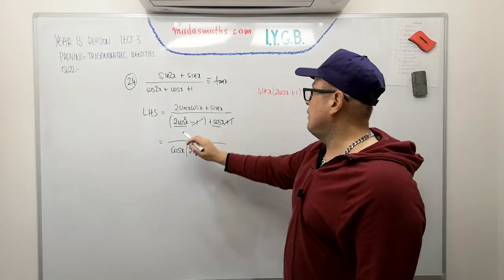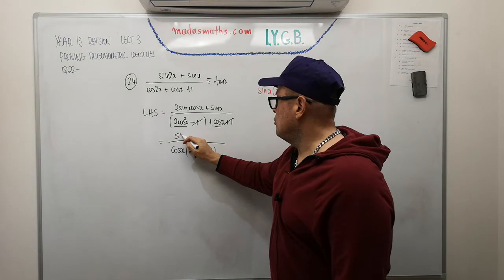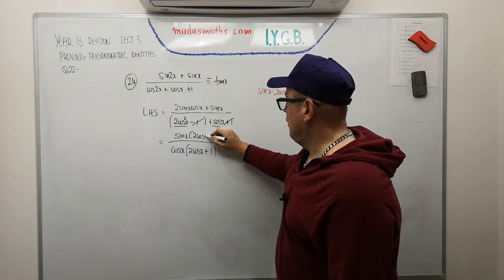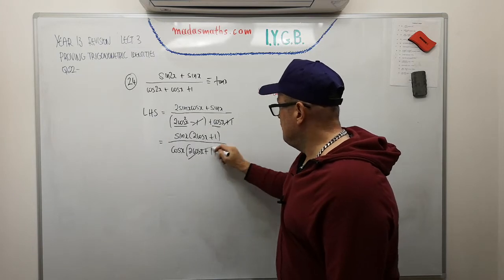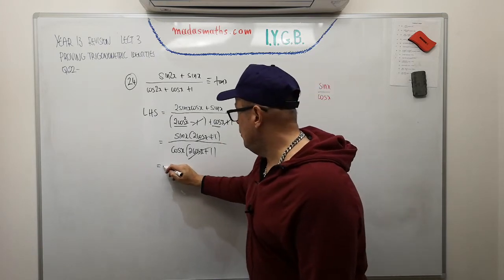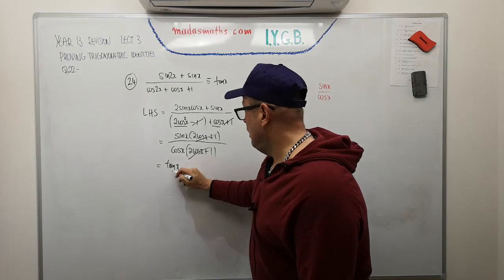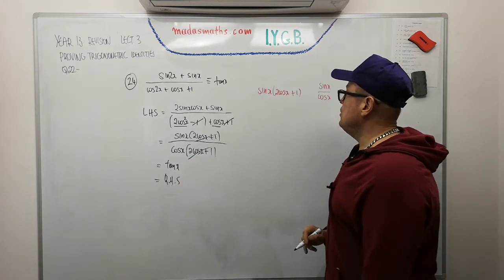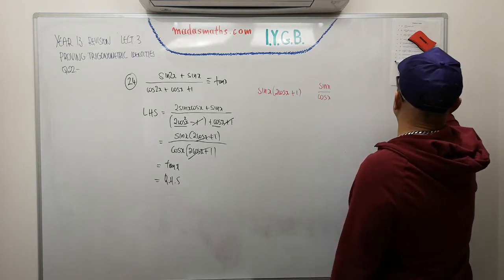So now we can actually factorize the top. On the top we're going to pull a sine, so we're going to have 2 cos x plus 1, boom, boom, equal to tan x, equal to RHS. All done. Question 24. It wasn't actually as bad as it looked.